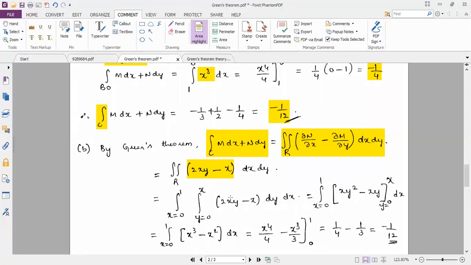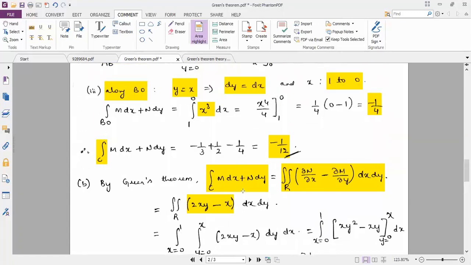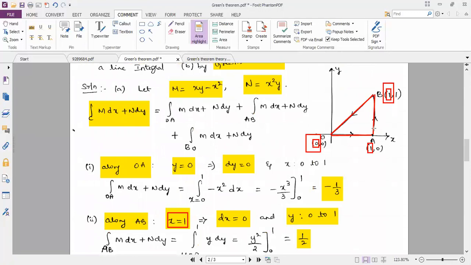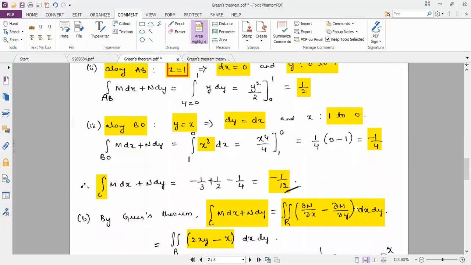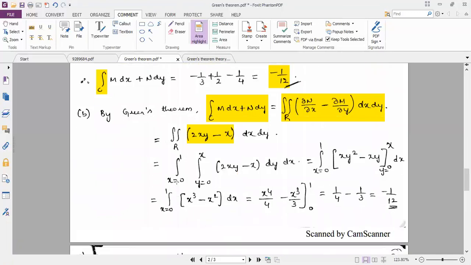To evaluate the integral limits, we observe from the figure that along the horizontal line, x varies from 0 to 1, whereas y varies from the x-axis, that is y equal to 0, to the line y equal to x. So x varies from 0 to 1 and y varies from 0 to x. Substituting and applying the limits, x varies from 0 to 1, y varies from 0 to x over the double integral of 2xy minus x.